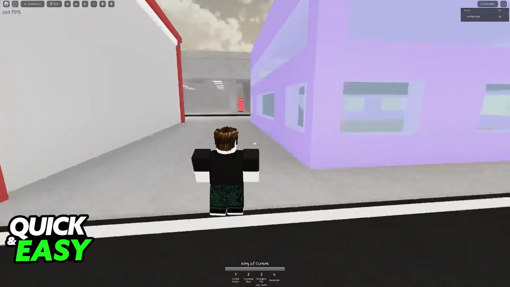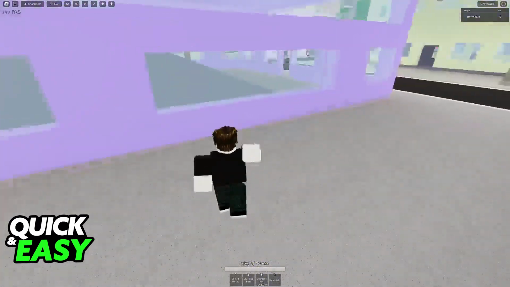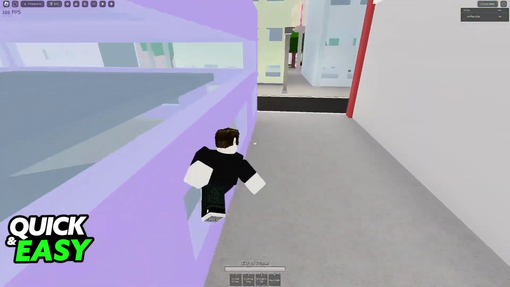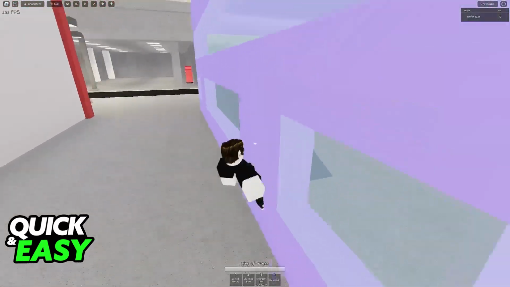So if I would be grabbing the wall on my right side, I would be holding D and then space, and if I was grabbing the wall on my left side, I would be holding A, then space. So you just have to adapt to this situation.